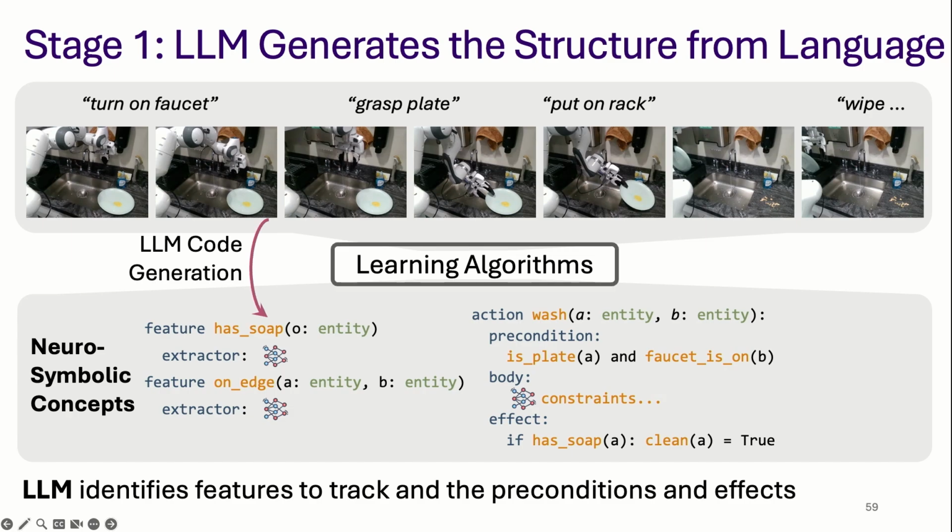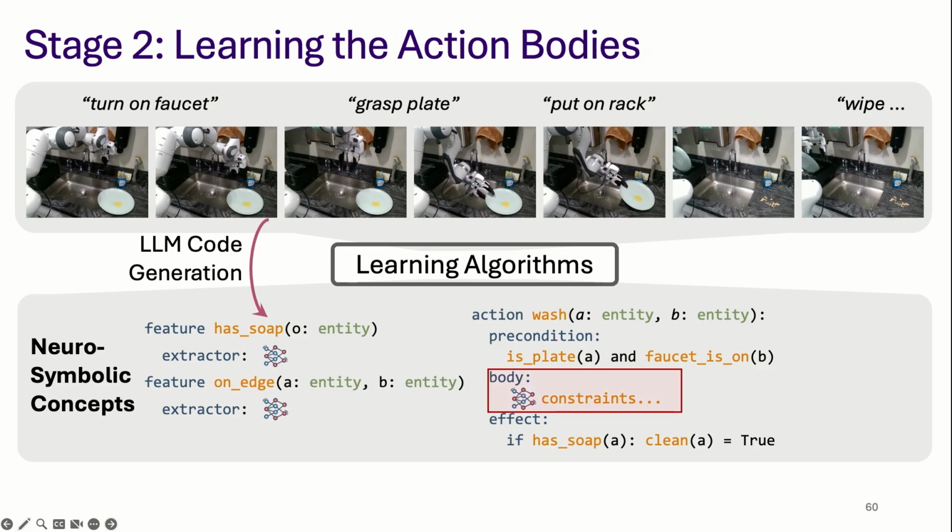So it is important to know that although large language models can write down some code in human interpretable forms, like has soap, or on edge, or there's an action called wash, really, those terms, like what does it mean by has soap, or what does it mean by on edge, are not really interpretable to a machine. So this means that we need to do the grounding problem, which is trying to ground all those action and state features onto the visual perception and also the robot action data.